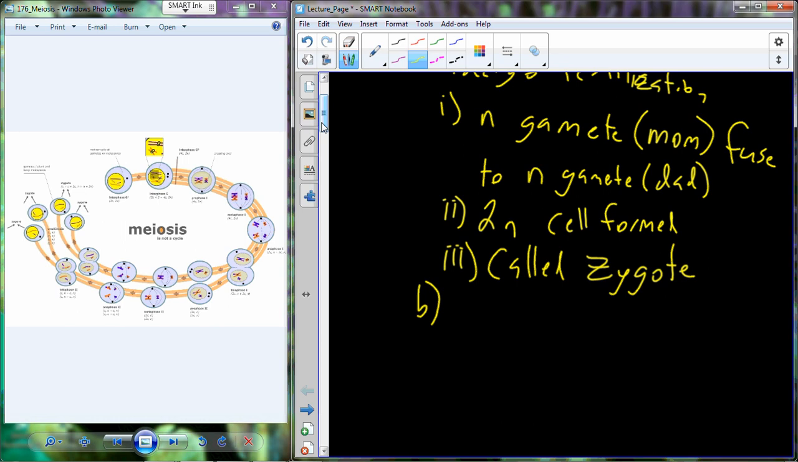So this zygote, in humans, N equals 23, so 2N equals 46. So this first cell has 46 chromosomes, everything required to become and to be human. So right at this point, it's unequivocal that this cell is human. No other possibility.